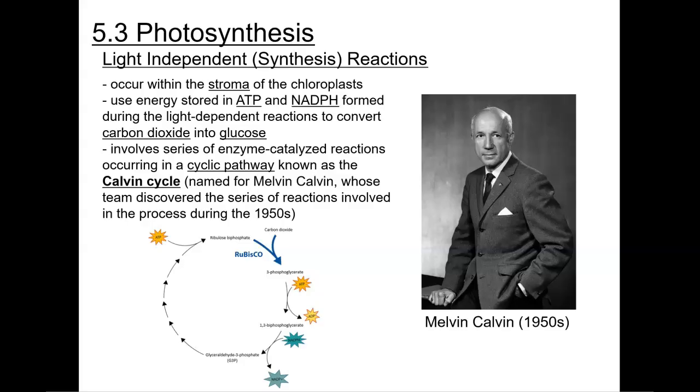This is going to use the energy stored in ATP and NADPH formed during the light dependent reaction and converts the carbon dioxide into glucose. So that involves a series of enzyme catalyzed reactions that occur in what's called the cyclic pathway, known as the Calvin cycle. So the Calvin cycle often is referred to as the light independent reaction. It is named after the scientist Melvin Calvin, who, with his team, discovered a series of reactions that involved this process during the 1950s.